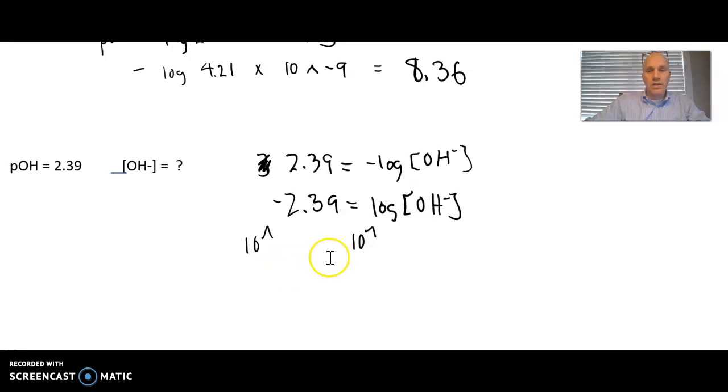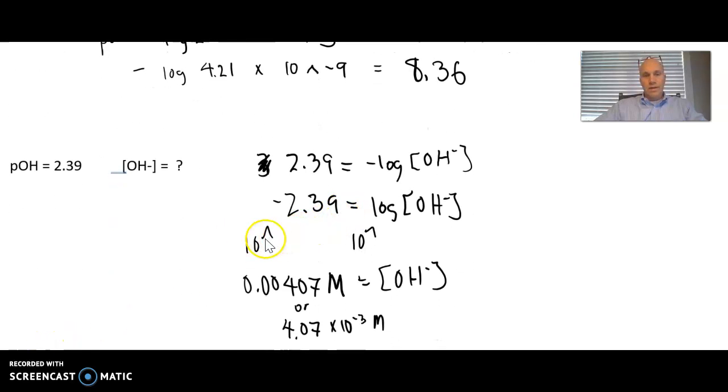Whenever you do 10 raised to the log of something, it equals that something. So that side of it becomes OH minus, and then with your calculator, you're going to do 10 raised to the minus 2.39. If you raise 10 to the negative 2.39, you end up getting this number right here. If you wanted to express it as scientific notation, it would be this. Remember, since we're moving the decimal to the right, that makes the exponent negative, and you have to move it 1, 2, 3 times to get it there. So this is what you would get.